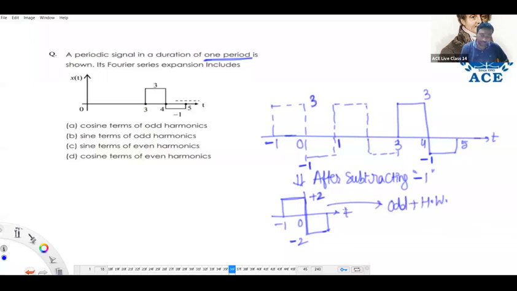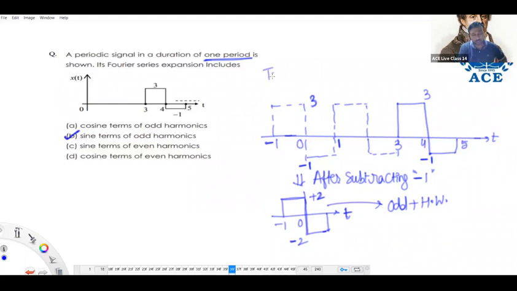Already we have done that type of graph. So sine terms for odd harmonics only. We are having DC, but it is neglected in the problem, sir. Actually, he has to mention DC also. He has neglected it.